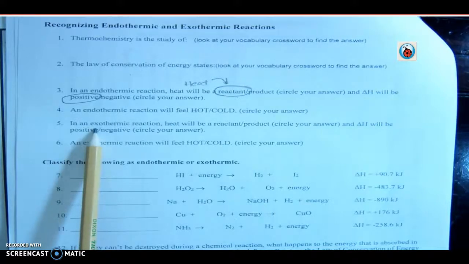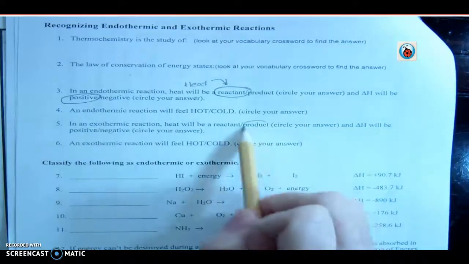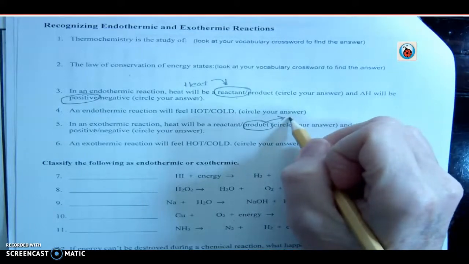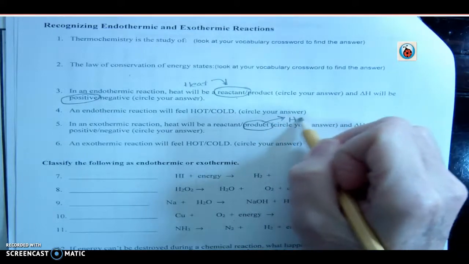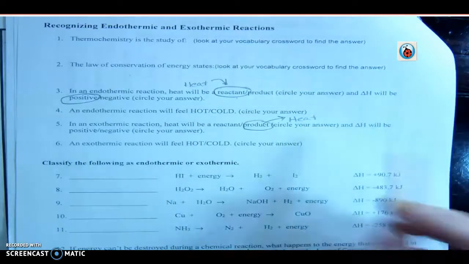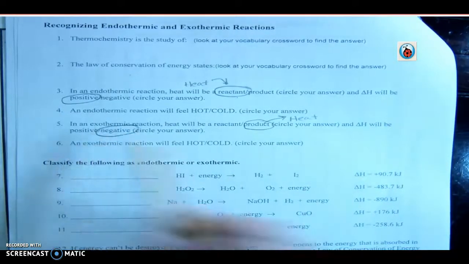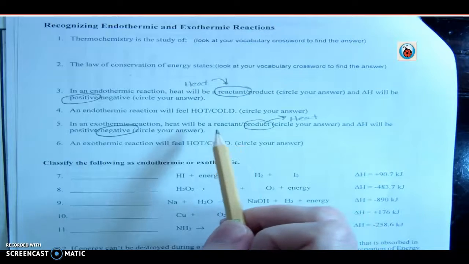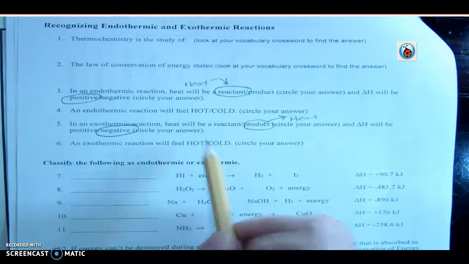In an exothermic reaction, heat is going to be on the product side. Why? Because heat is exiting the reaction. So it's a product, and delta H will be negative. Why? Because we're losing heat. Okay, and then is that going to feel hot or cold?